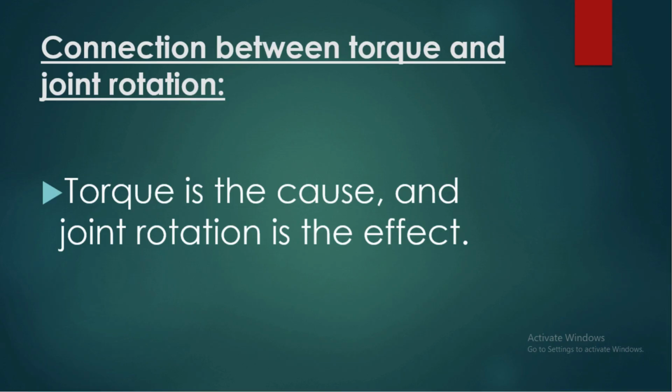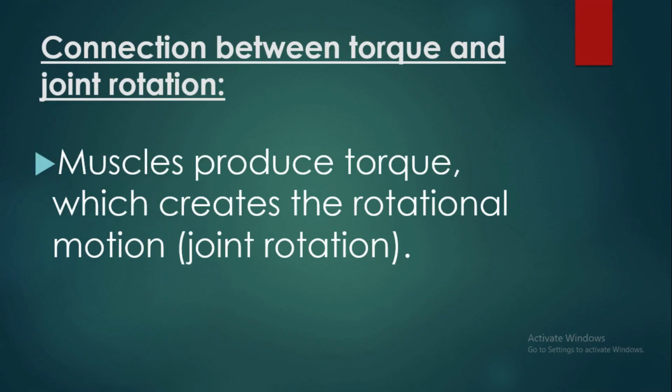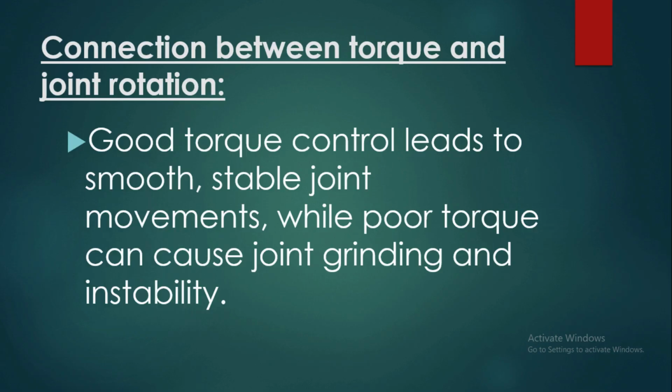So there is a connection between torque and joint rotation. The torque is the cause and the joint rotation is the effect. Muscles produce torque, which creates rotational motion, which is the joint rotation. With good torque control, this leads to smooth, stable joint movement, while poor torque can cause joint grinding and instability.